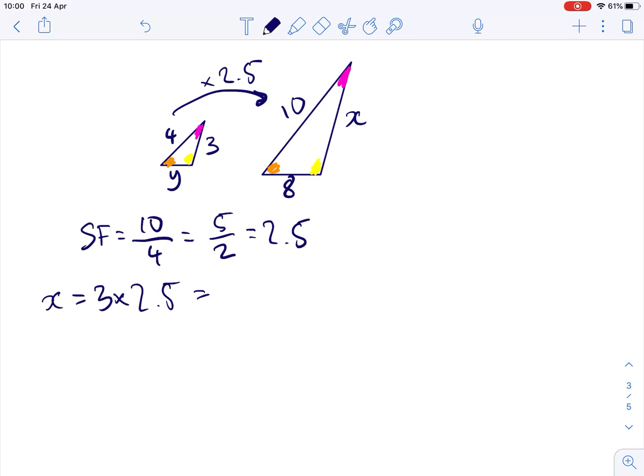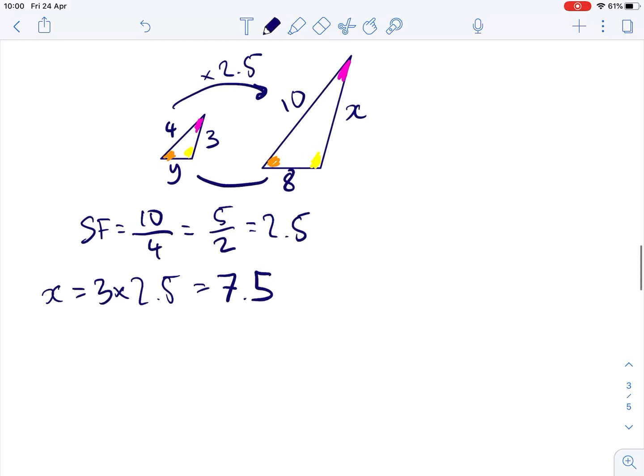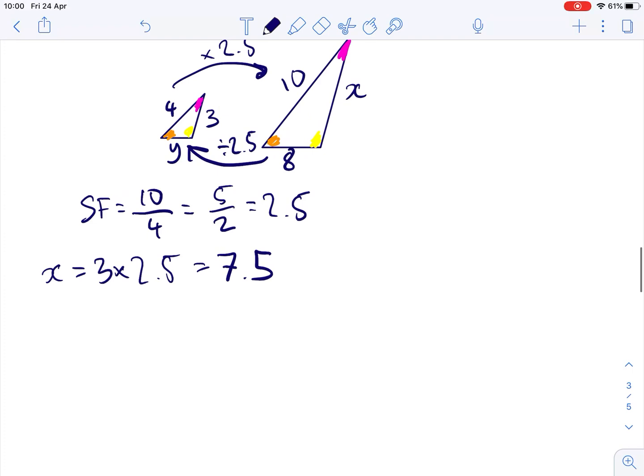Okay, if I type that in on my calculator, 3 times 2.5, I get 7.5. Now to go the other way, I'll need to divide by 2.5. So y is going to equal 8 divided by 2.5. So let's type that in on my calculator. 8 divided by 2.5 is 3.2. Okay.